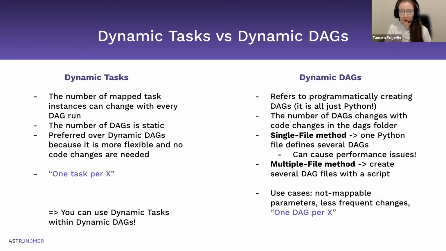But what we recommend as a best practice is to, whenever possible, use dynamic tasks instead, because they don't cause these performance issues. The number of DAGs stays static, and they make the DAGs themselves more flexible. So there are no code changes needed, which are still needed with the dynamic DAGs method. And whenever you ask yourself, I have this task and I want this task to run once per X, once per object in the S3 bucket, once per record, then you are looking at dynamic tasks. And of course, you can use dynamic tasks within dynamic DAGs. There's no rule against that.